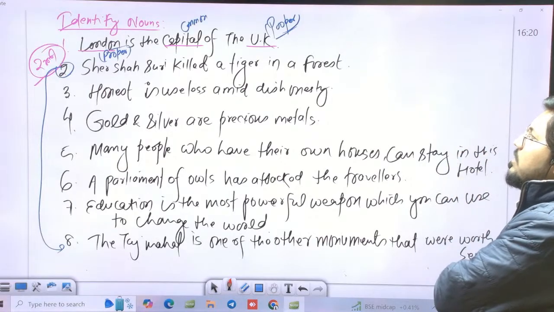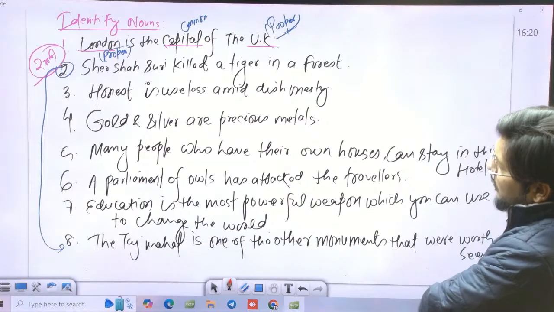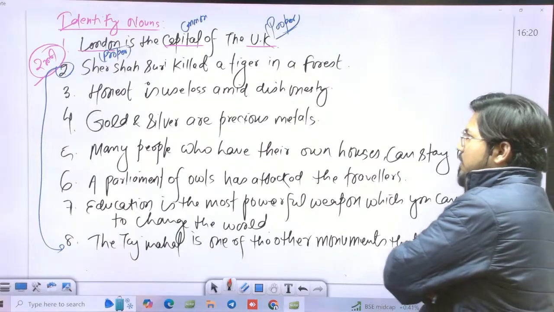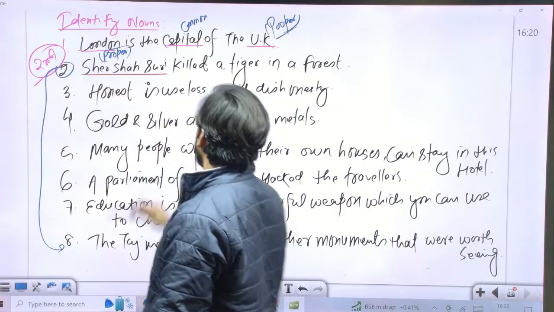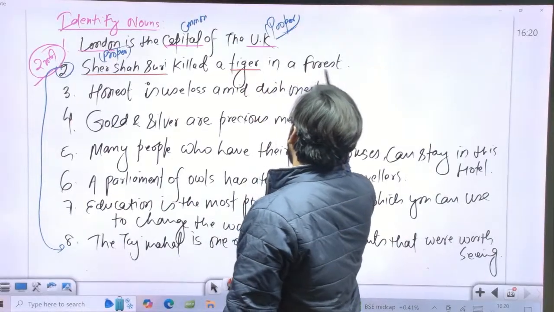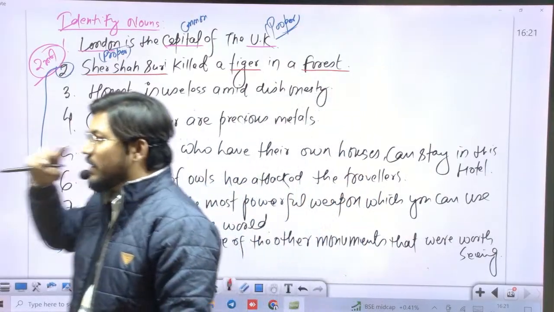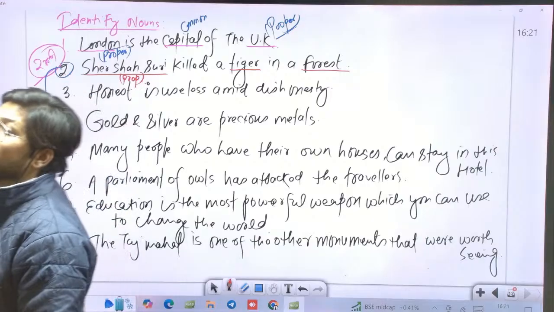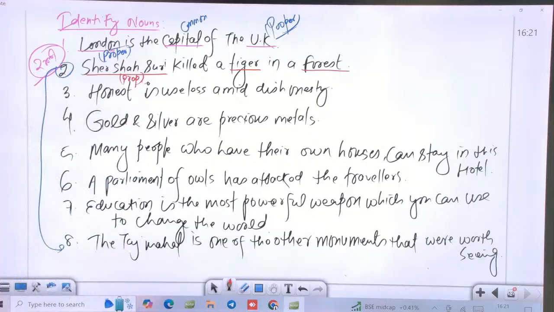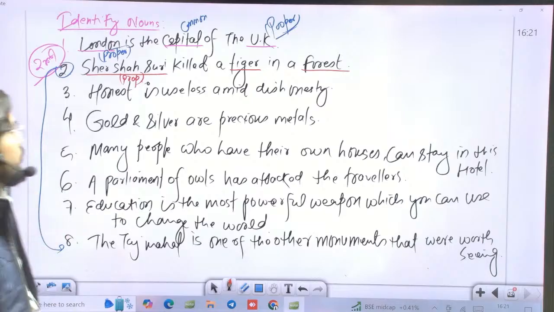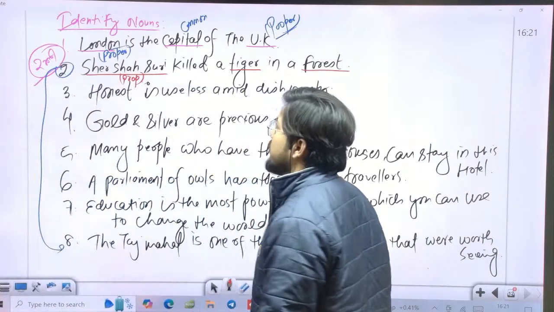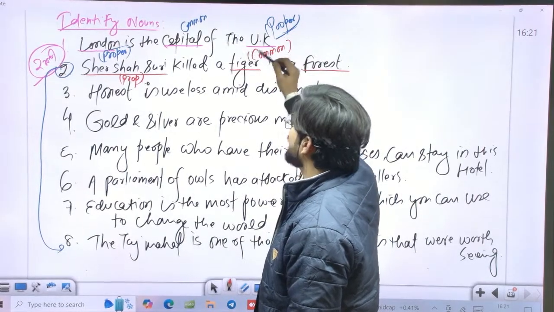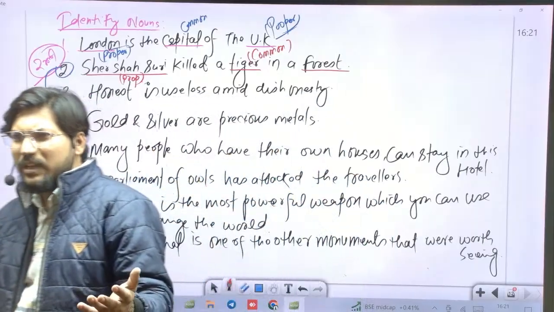Let's talk about it. We have done London as your proper noun, capital as common noun, UK as proper noun again. Then Sher Shah Suri, tiger, forest. Sher Shah Suri is your proper noun, because this is the name of a person and we include all the names of persons in proper noun. Tiger is what, proper or common? Common. There can be so many tigers. Can't you make the plural of tiger? Yes, you can.